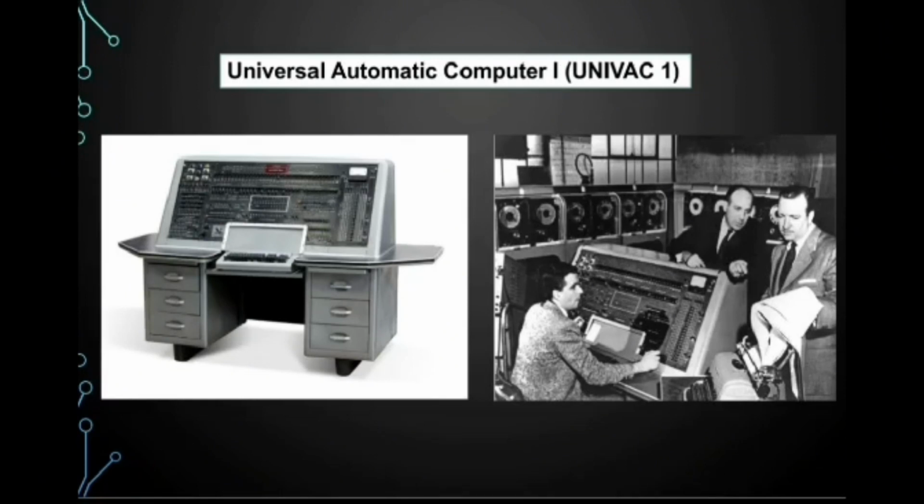The UNIVAC 1, or Universal Automatic Computer 1, was the first commercially produced computer in the United States. It was designed by J. Presper Eckert and John Mauchly and delivered in 1951. UNIVAC 1 was a large, room-sized computer that utilized vacuum tubes for its electronic components.